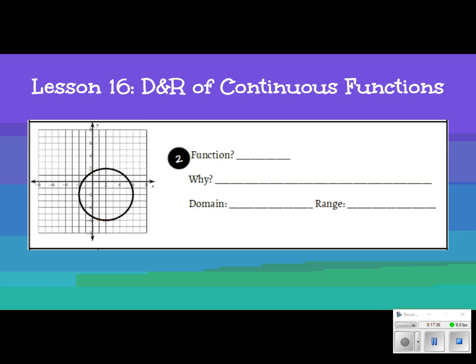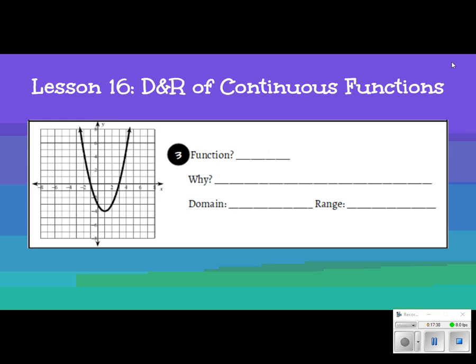Let's do number 3. Is it a function? So let's see, does it pass the vertical line test? Looks good there, and there, and there, and there. So it's looking good, yes. It passes the vertical line test. Remember that there are other options that you can state.